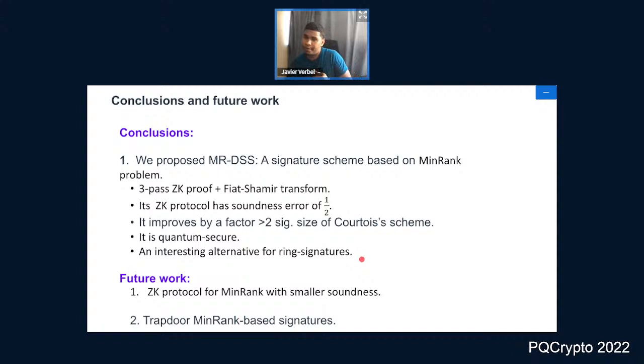And I see two interesting future questions here. One of them is to get more efficient protocols in terms of soundness: more zero knowledge protocols to prove the solution of a MinRank problem with smaller soundness will lead to signature schemes with smaller signature sizes. And another very interesting question is how to build trapdoor schemes based on the MinRank problem.